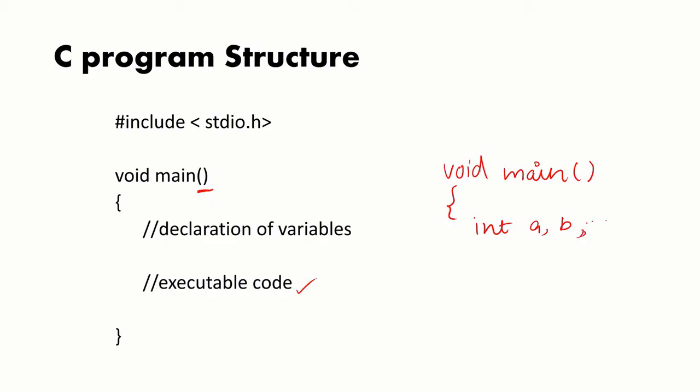So for example, if I want to calculate the sum, I can say c is equal to a plus b. And I can even read the values, then calculate the values, print the values, and just proceed. This is the simple structure of a program.